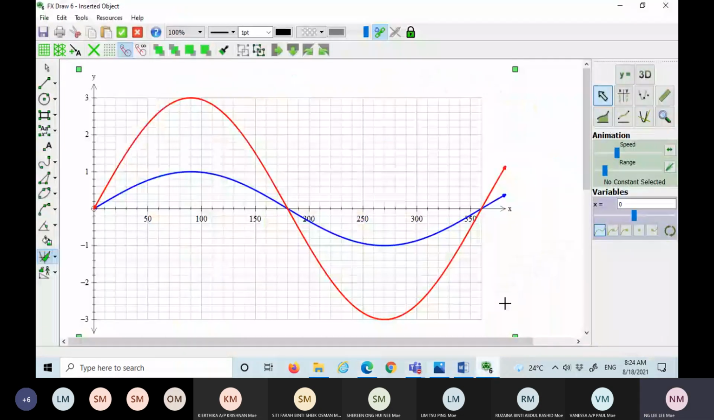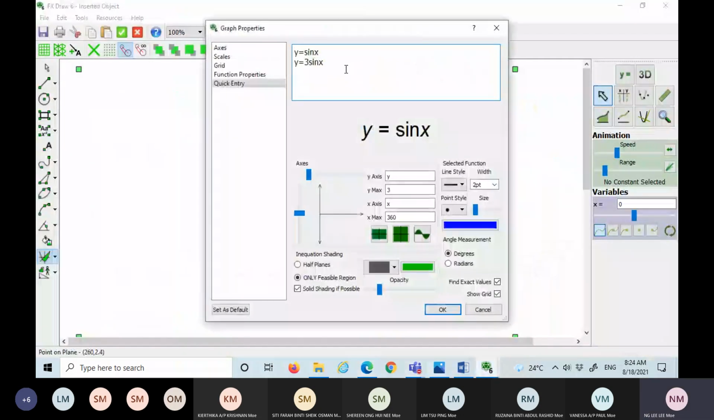Come back to the graph. The next graph I'm going to draw is the purple color, sine 2x.